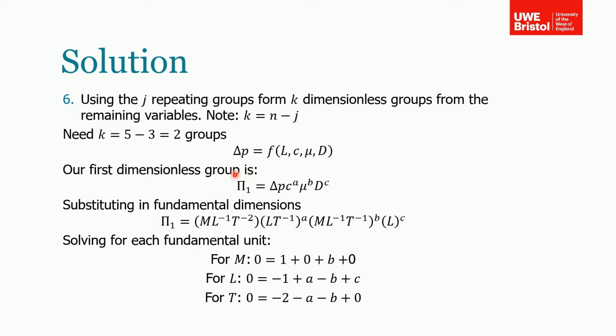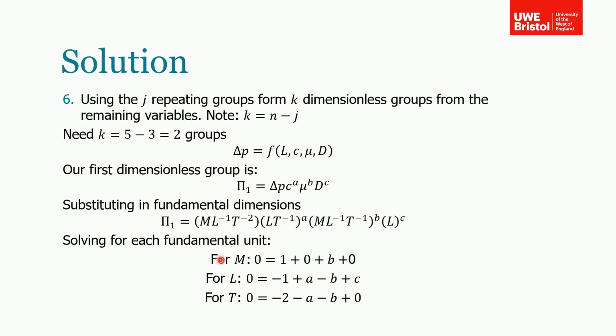So our first dimensionless pi group is the one with our dependent variable in, which is change in pressure. So that's a function of our repeating set, which is velocity, viscosity and diameter. We don't know what that relationship is, so we raise each to the power of a, b and c. We substitute in the fundamental dimensions, so this is for pressure, velocity, viscosity and diameter. Then we write an equation based on the exponents of each of the fundamental units.